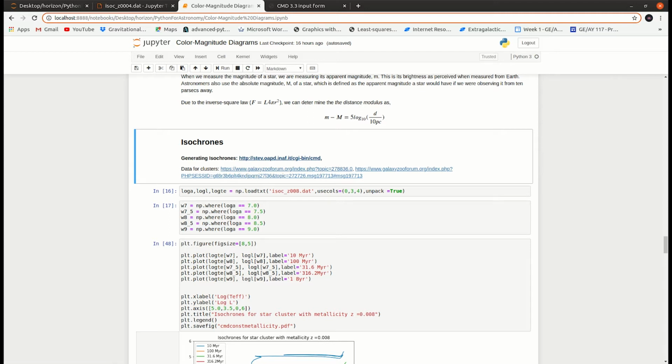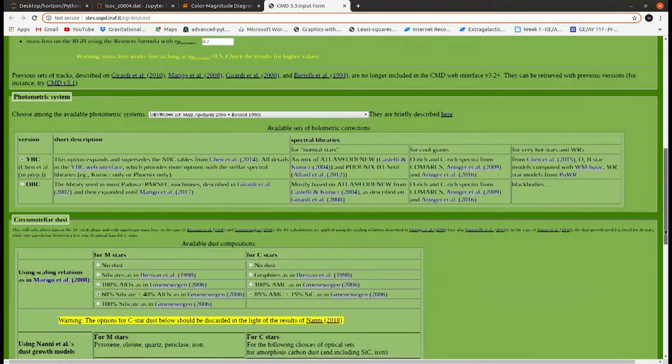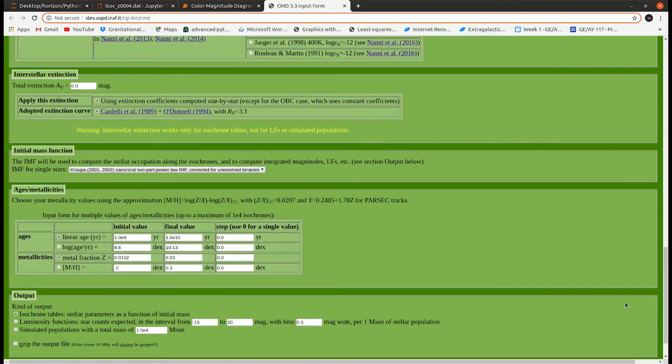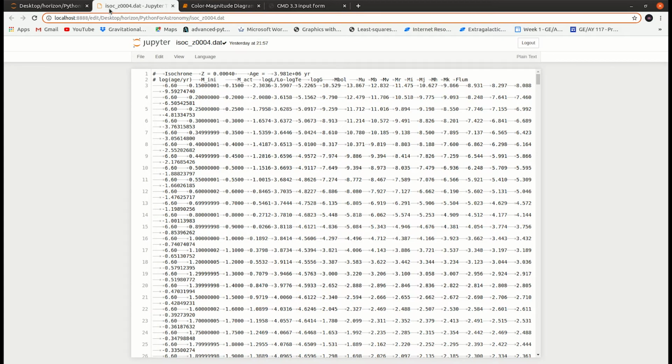So I have to generate isochrones in my exercise. I've already generated them using this link, this isochrone generator. You can play around with it. You can give some initial age and the final age and the step size also for the metallicity, and you will get the isochrones. The isochrones will be available in the repository.